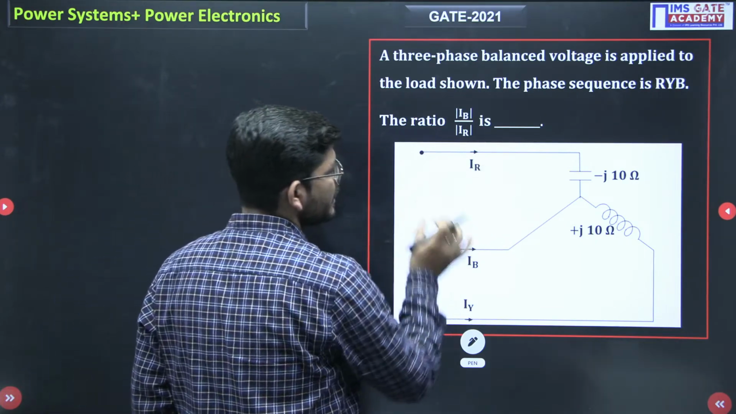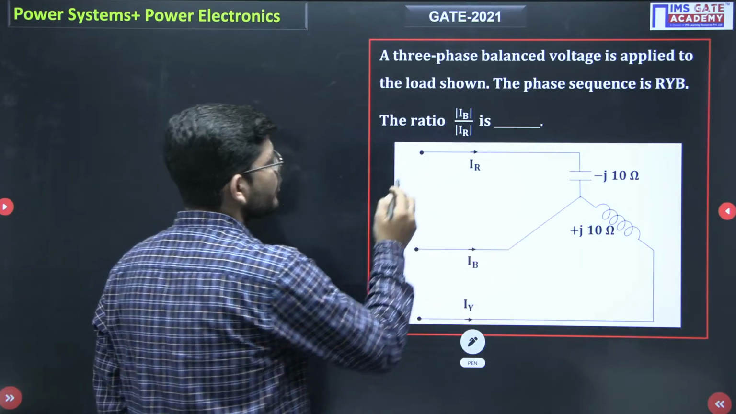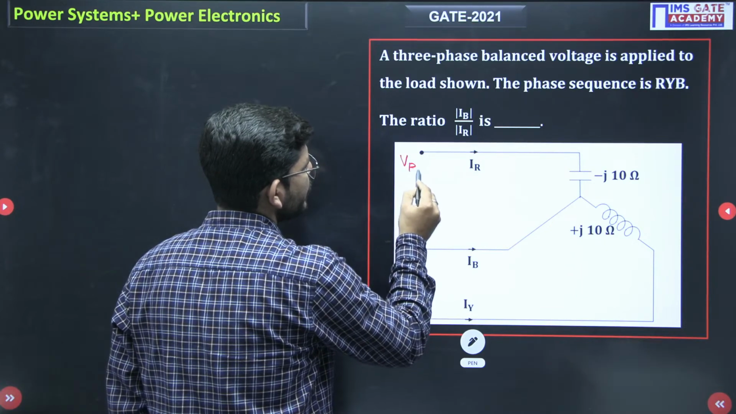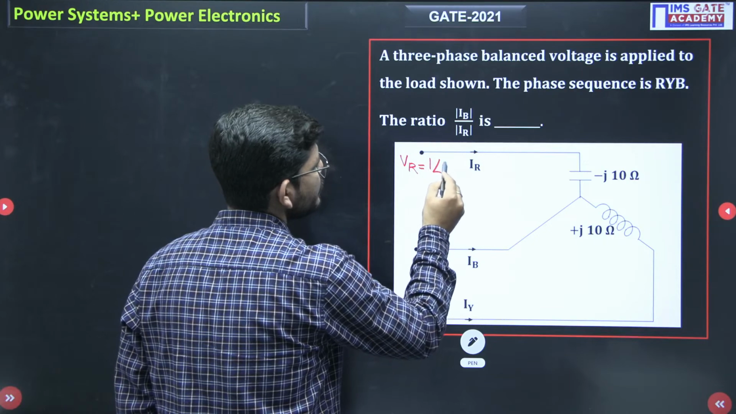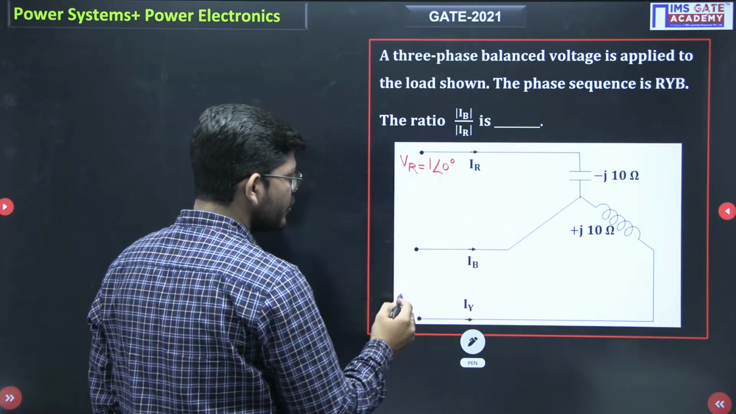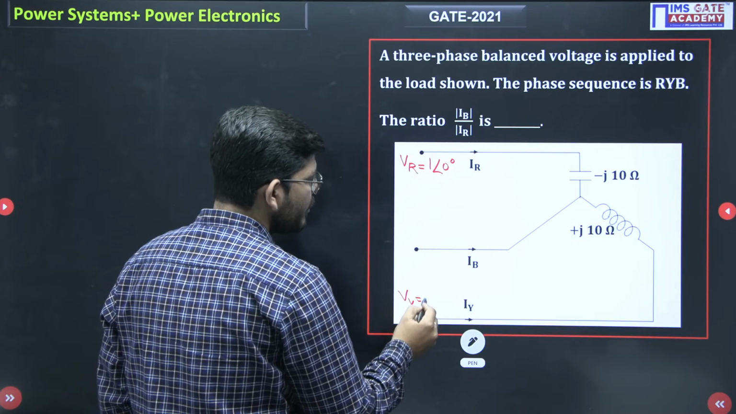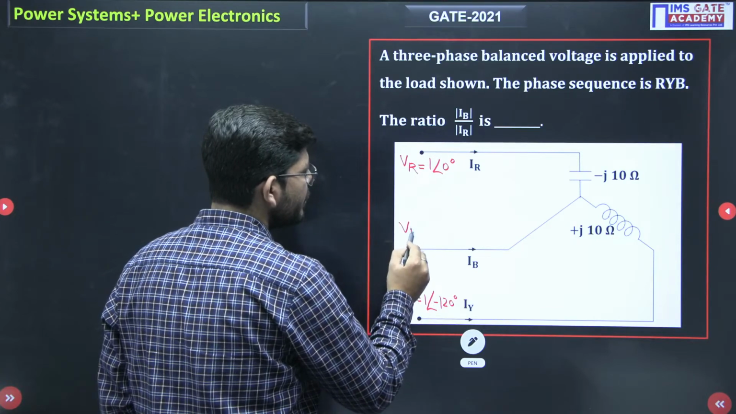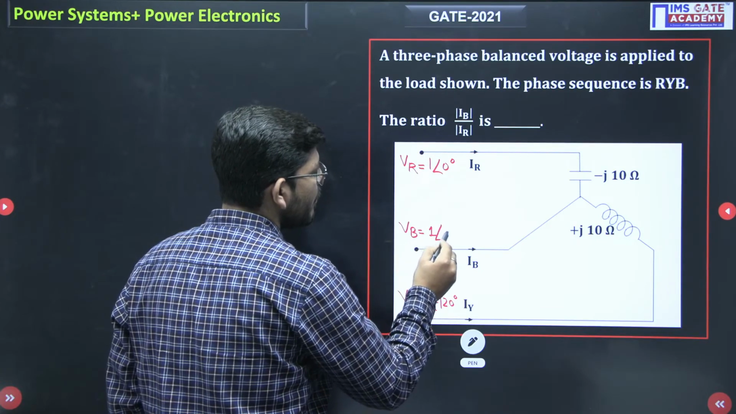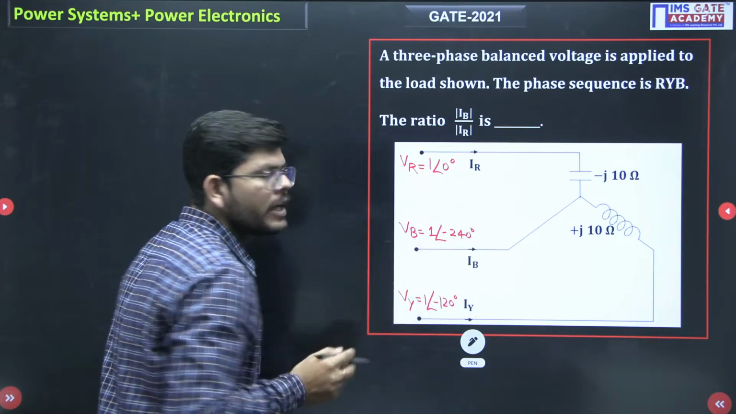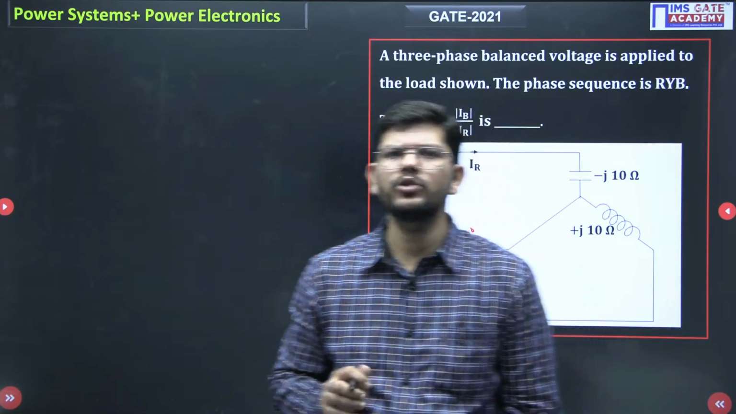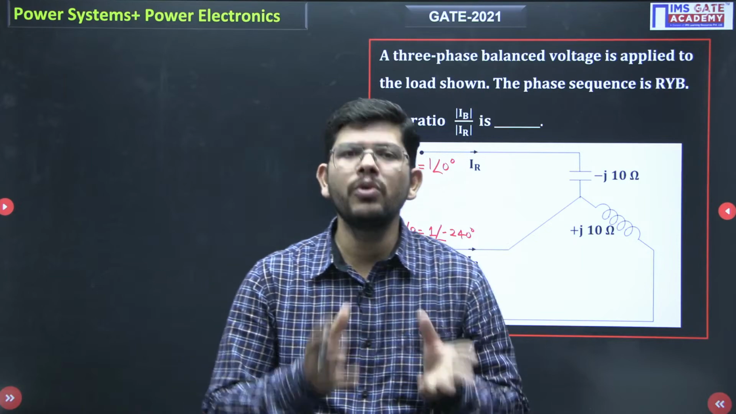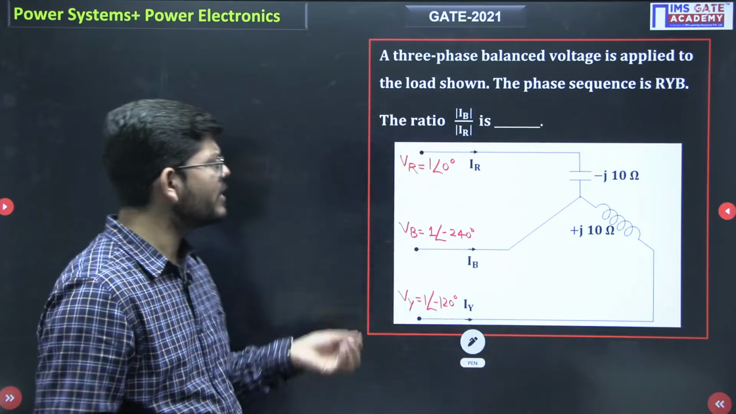Since the phase sequence is RYB, we can see here is IR, here is IB, here is Y. If we have to assume the voltage here, what will be the voltage VR? Let me call this voltage VR to be 1 angle 0. Then RYB is the phase sequence, so what will be the voltage VY? It will be 1 angle minus 120. Then what will be the voltage VB? This voltage will be 1 angle minus 240 degrees or plus 120 degrees. Am I telling you anything that you don't know? Exactly not. Everyone is aware of these things.